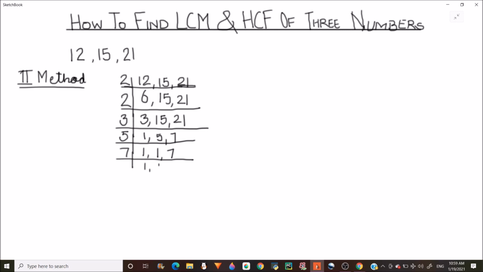So all the numbers are divided fully. So we'll stop here. So first we'll find the LCM of the 3 numbers. So LCM will be the product of all the factors on the left hand side. So 2 times 2 times 3 times 5 times 7. So this is equal to 420. This is our LCM when we divide the numbers together.